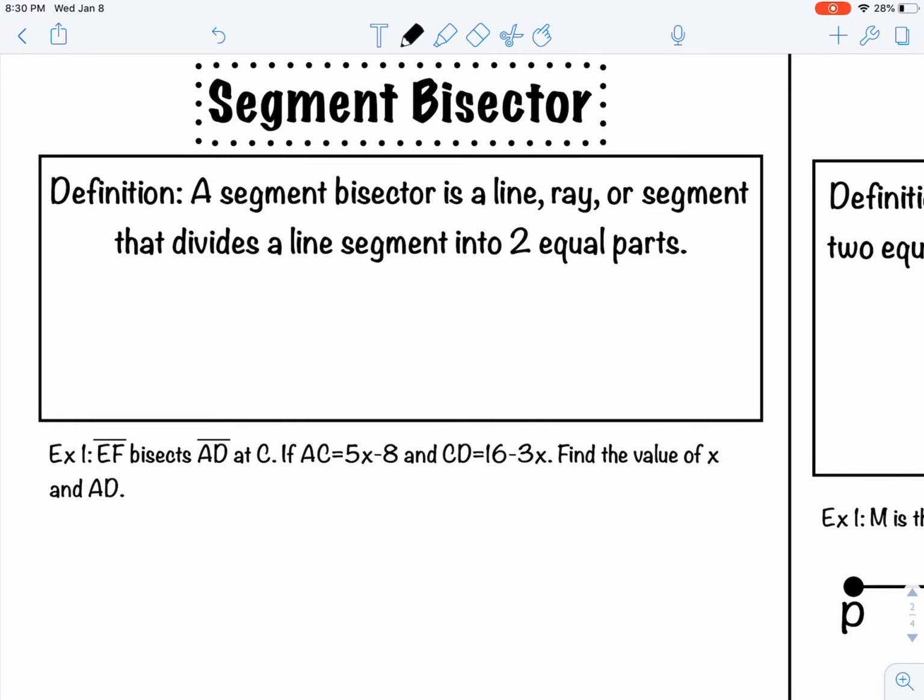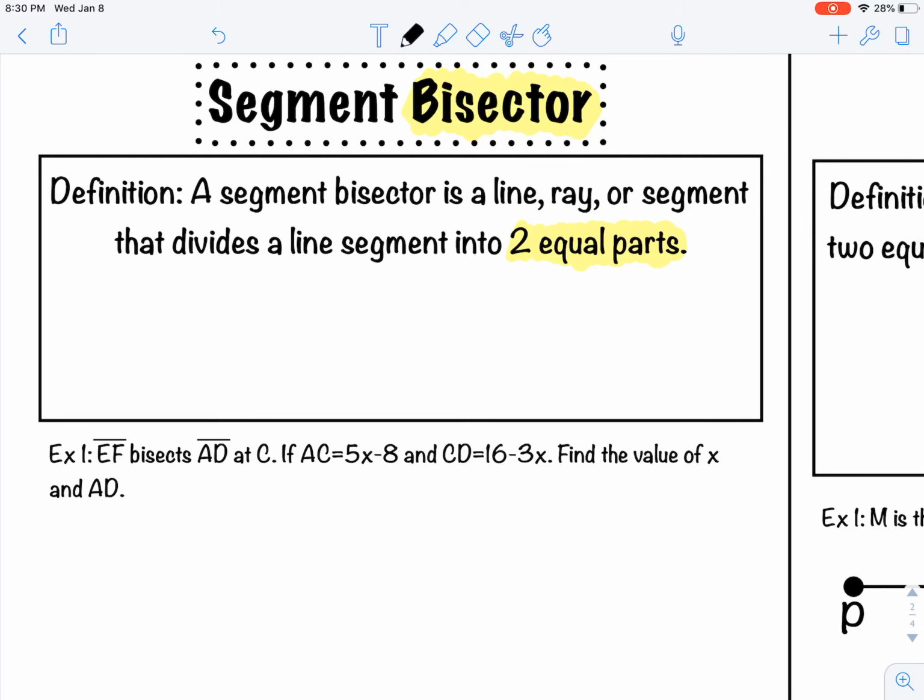A segment bisector is a line, ray, or segment that divides a line segment into two equal parts. Okay, really, really big thing here. The two equal parts is the key word, bisector. So whenever you see the word bisector, I want you to think two equal parts.